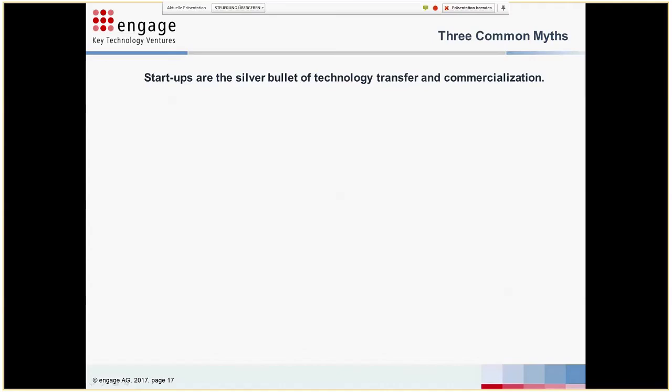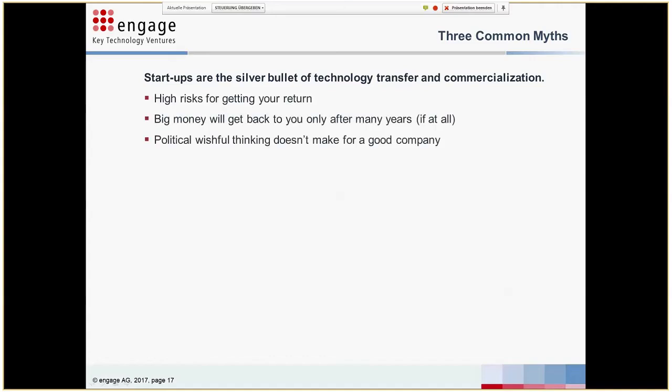So, in ending this, I want to deal with three myths or three misbeliefs I see quite often. The first thing is startups are the best way for technology transfer and commercialization. This is something you hear a lot from the political side. You hear a lot from people who never created a startup themselves. So you should be aware that there are high risks for getting your return, your financial return, and the big money everyone hopes for when creating a startup will get back to you only after many years.